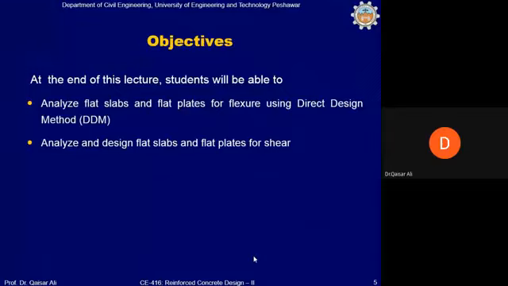The objectives of this lecture are, at the end of this lecture, the student will be able to analyze flat slabs and flat plates for flexure using the direct design method, which is called DDM for short, and analyze and design flat slabs and flat plates for shear.